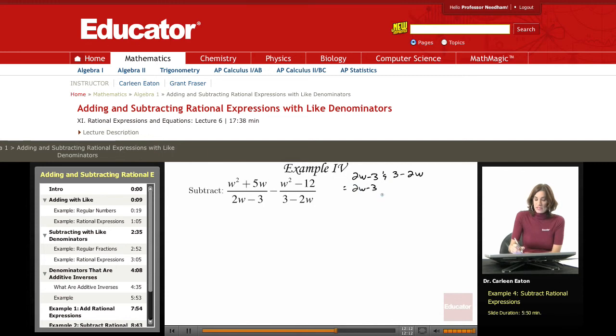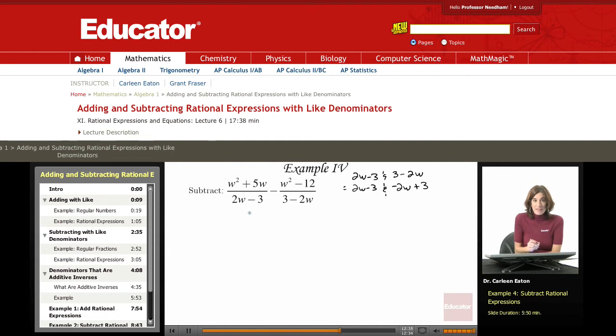so to make it clear what I have, I'm going to put this negative 2w in the front plus 3. 2w and negative 2w, those are additive inverses. Negative 3 and 3 are additive inverses. So I have a set of additive inverses. And I'm just writing it this way over here to make it obvious that these are additive inverses.